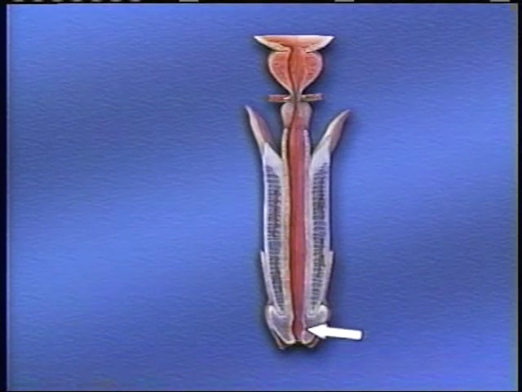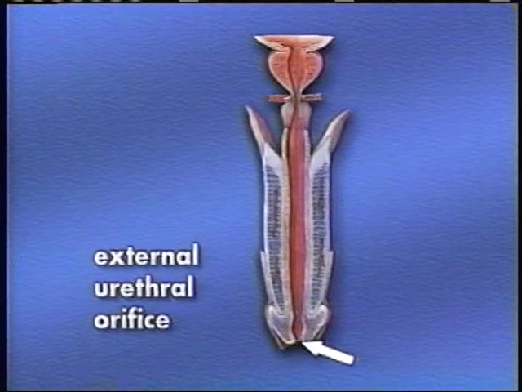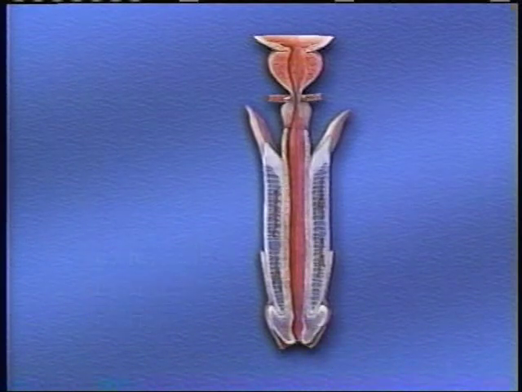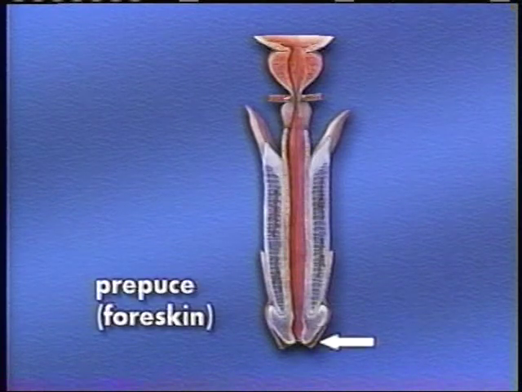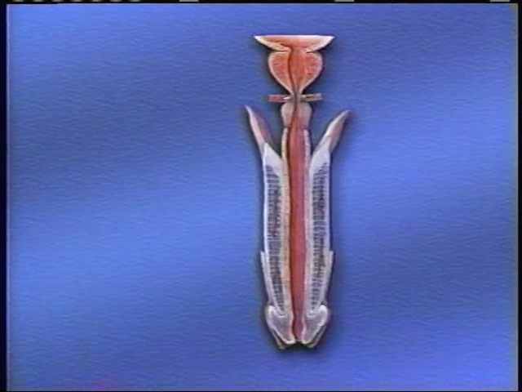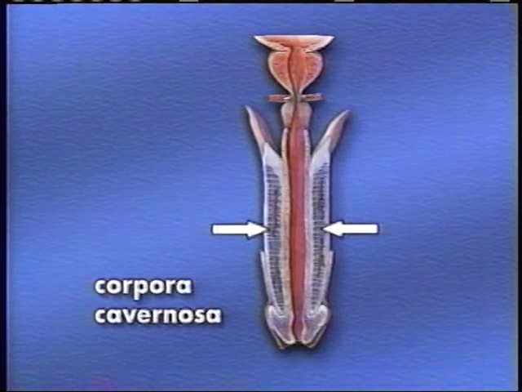The opening of the urethra in the glans penis is the external urethral orifice. A cuff of loose skin, called the prepuce or foreskin, surrounds the tip of the glans penis. There are also paired dorsal erectile tissues called the corpora cavernosa, or singularly called a corpus cavernosum.